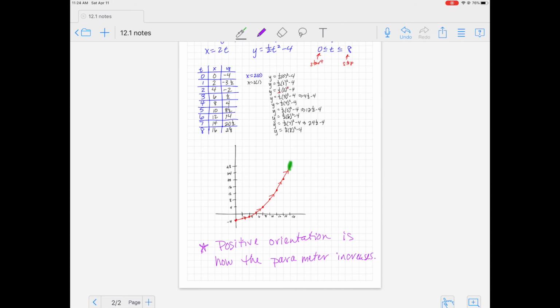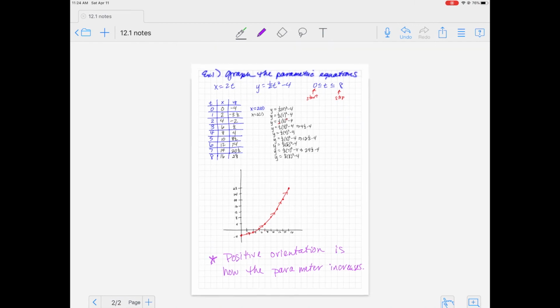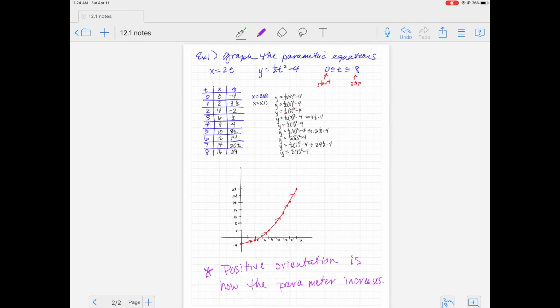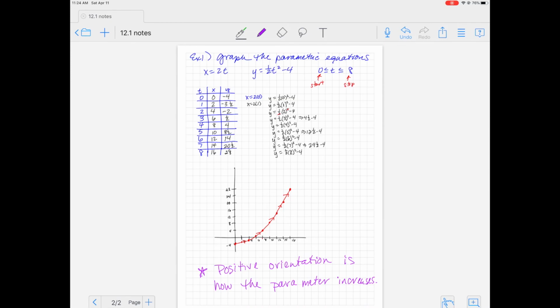Notice, do I have any arrows at the end of this? No. If you try to put arrows in there, you're going to be wrong. You start and you stop. Okay, that's a big deal when it comes to parametric equations. It's not some infinite domain. You have a starting and a stopping point.